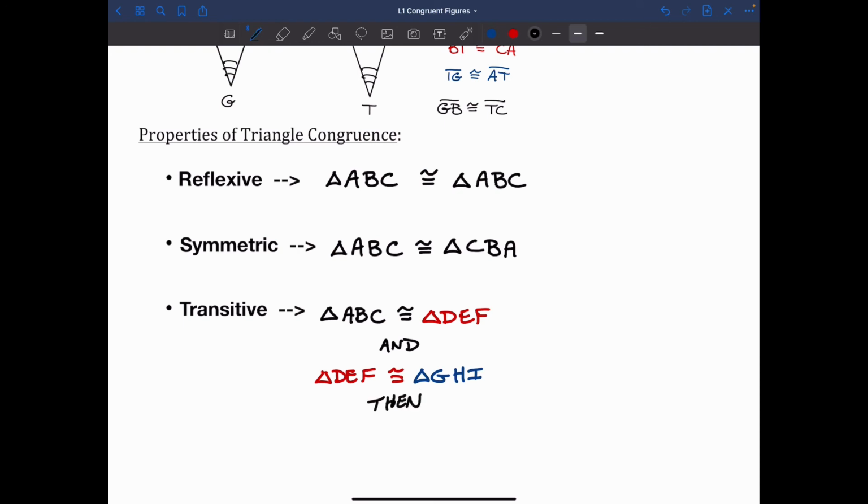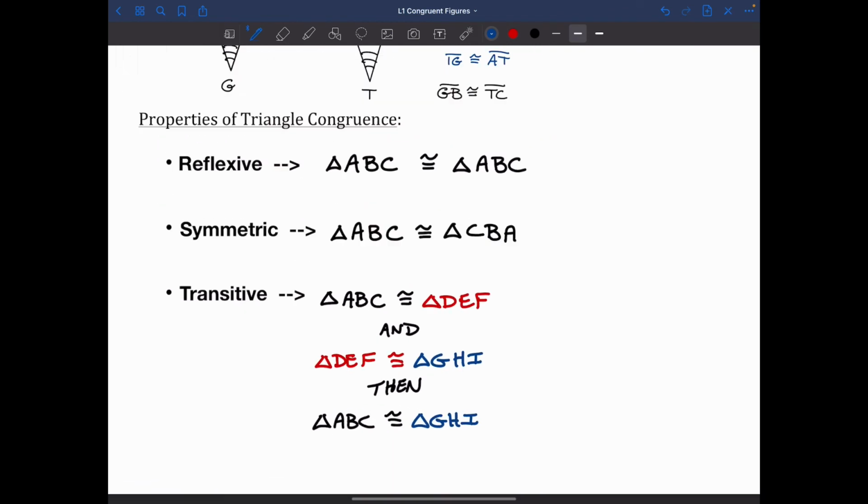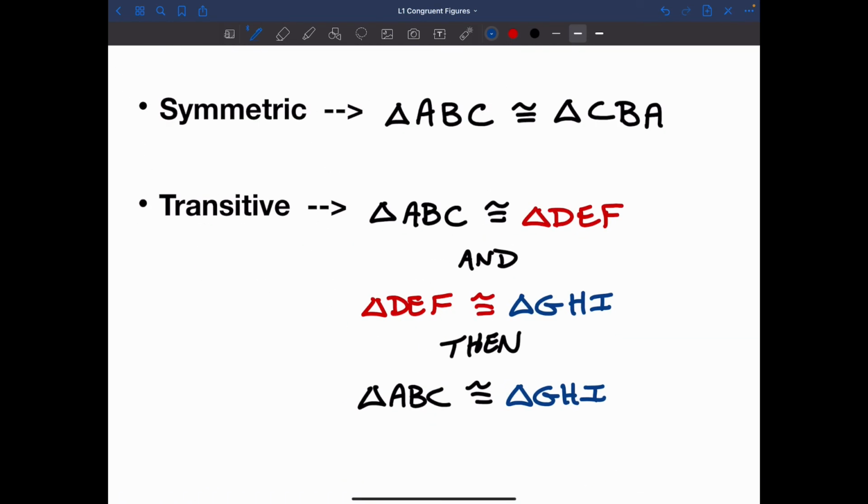All right, so if we have both of those, then what we can say is that triangle ABC is congruent to triangle GHI. The transitive property is definitely the weirdest one. It took a lot more writing to talk it out. What's going on here is we're saying that I know that ABC is the same thing as this. Well, if that thing is the same as GHI, then these two things should also be the same.